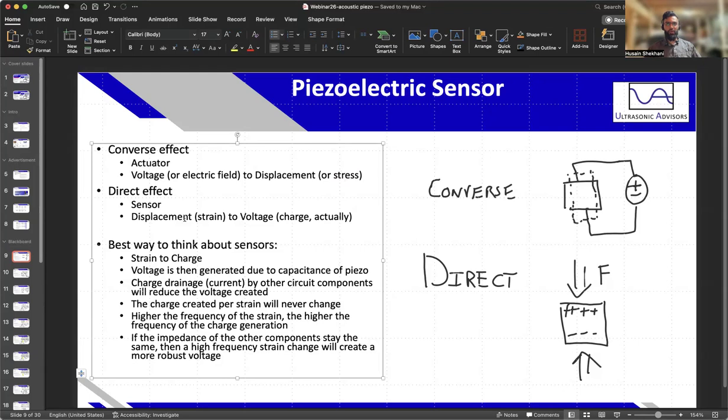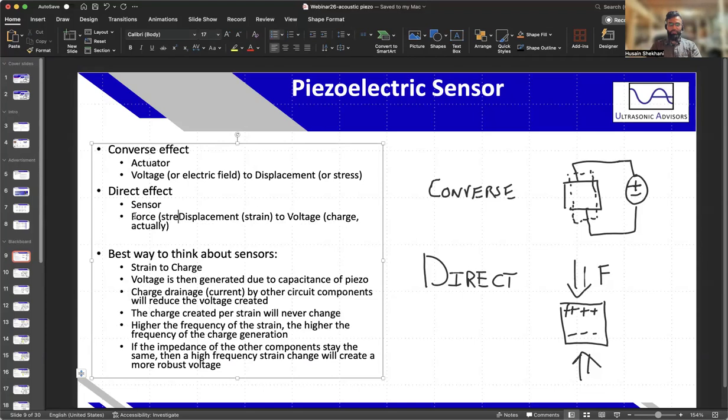And in a similar way, I said, okay, you apply a force and you get a charge, or you get a voltage. That's not really what happens. You don't just apply a force, because if you apply a force, you don't necessarily get displacement depending on your boundary conditions. So let's talk about that. Actually, the best way to think about this is you could say applying a force, because you can't get displacement without a force. So let's start this. You get a force or stress, okay? And then that takes you to a displacement or a strain.